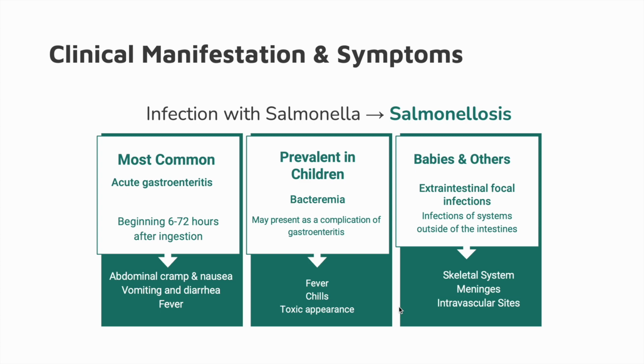And finally, the third presentation is often seen in babies during the first 3 months of life, and those who have sickle cell anemia who just had gastrointestinal surgery. This is extraintestinal focal infections, which would be the infection of systems outside of the intestines, often occurring in the skeletal system, meninges, which is the layer in the brain, and in intravascular sites. So regardless of which presentation, symptoms tend to subside within 7 to 2 days with an unlikely fatality rate.